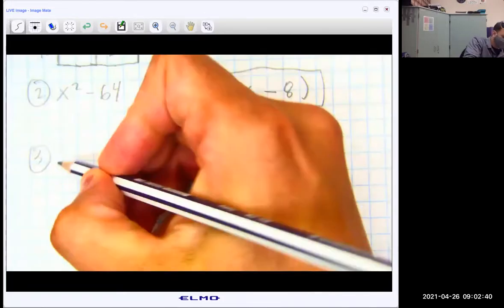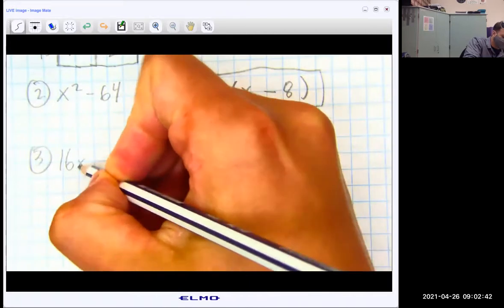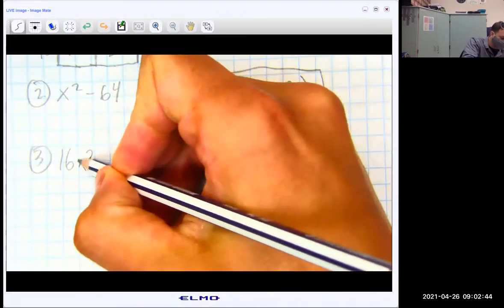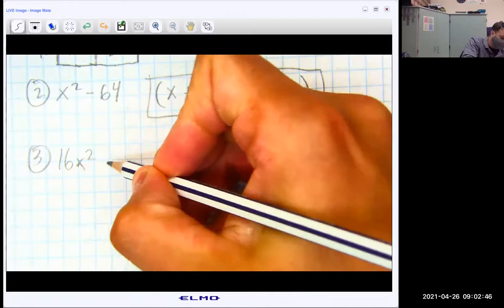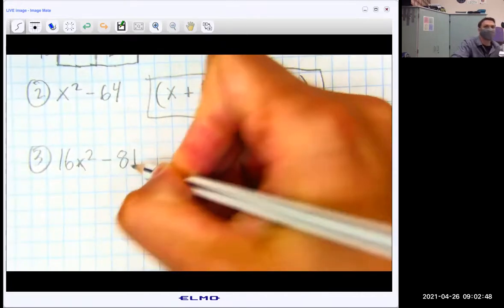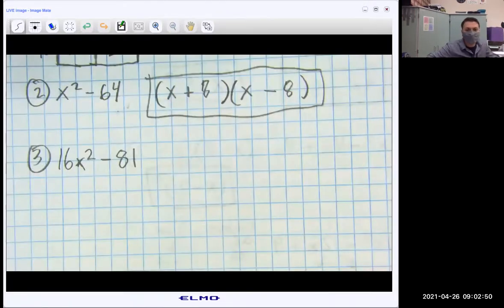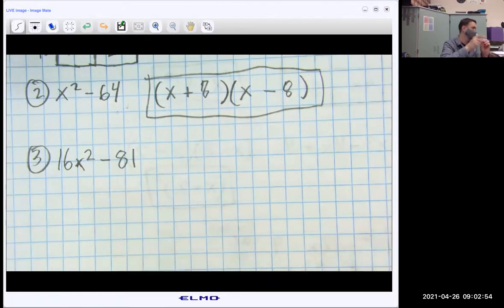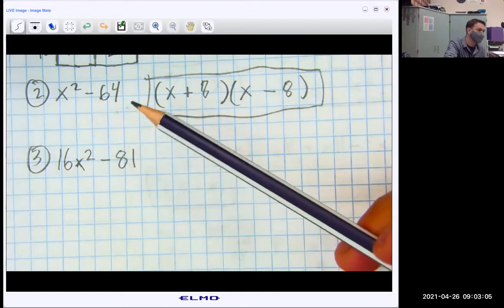Let's do 16x squared. Ooh, there's that a term that's large. Okay. Minus 81. So because we have that 16 out there, we could totally do the a times c thing and find our b, but in this case our b is 0, but that's going to be way longer. We don't need to do that. This is going to act just like these other ones did.